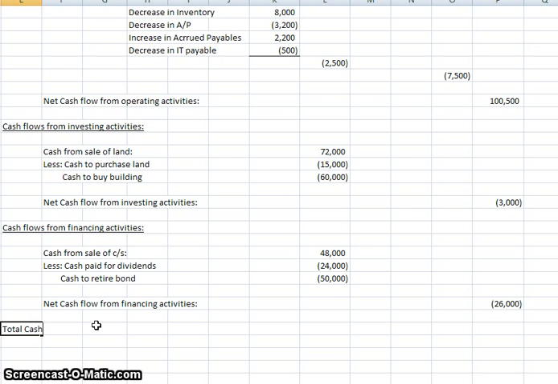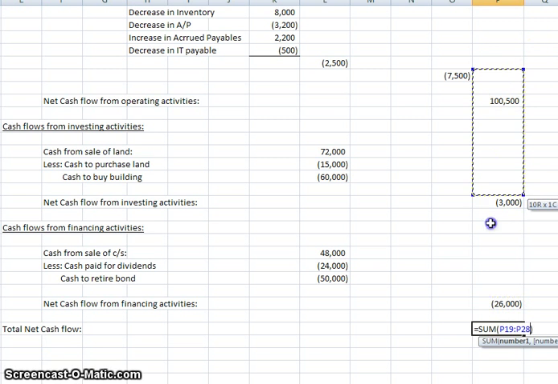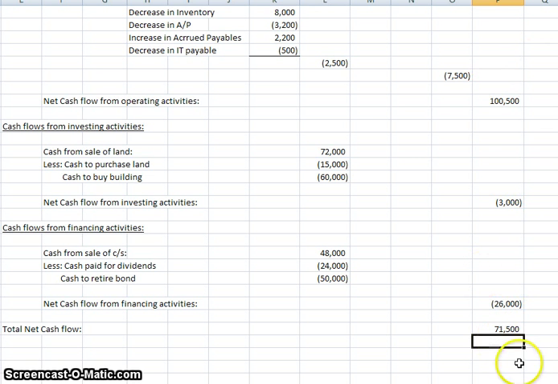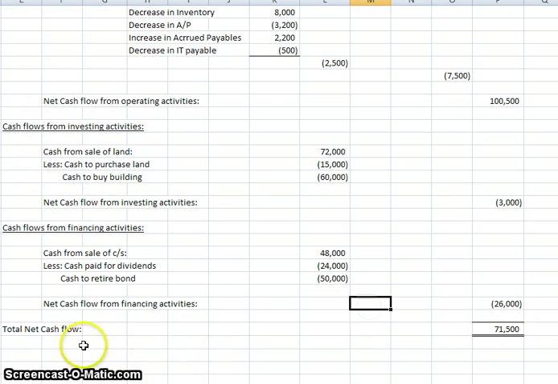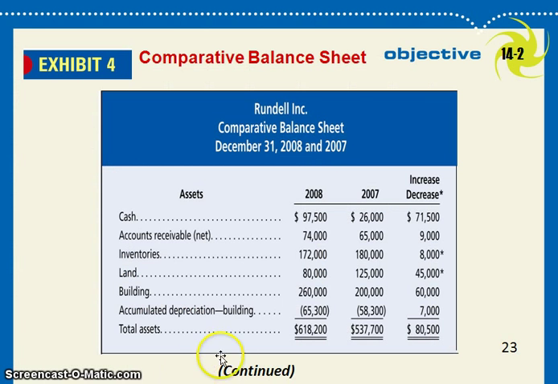So at the end of the day, you would have total net cash flow, and you're going to add these three numbers together here. Your total net cash flow was $71,500. Okay, so now take a second and go way back to the beginning where we started, and let's look at what the cash account was in the PowerPoint. Remember that number was $71,500, right?